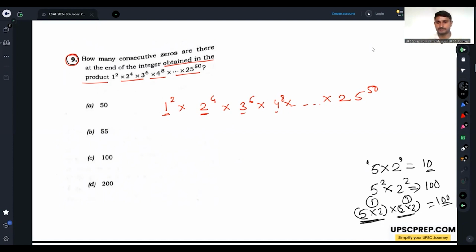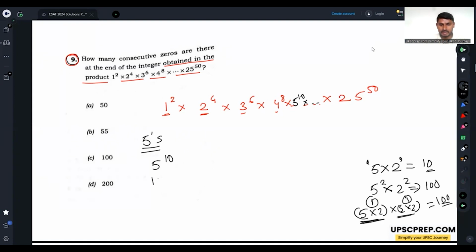Okay, so see now, here if I talk about 5s, how many 5s I will get? So here, first of all, 5 raised to 10 will be there, right? 5 raised to 10 will be there. Just after this, 4 raised to 8, it will be 5 raised to 10.